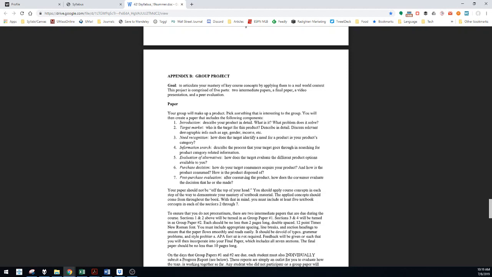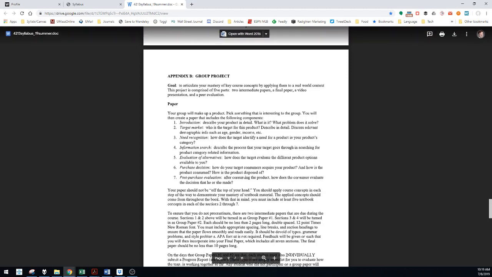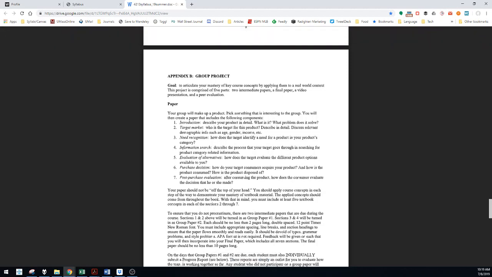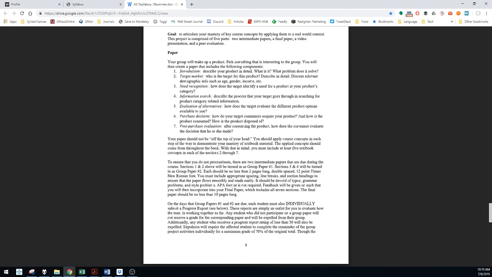Okay, so there's really a big research project on the actual target market themselves. Who are they? What do they do? How do they search for information? Where do they shop? Things like that. Okay, you need to apply course concepts in each of the sections 2 through 7, 5 concepts for each of those sections. Okay, straight from the book. Okay, all right.